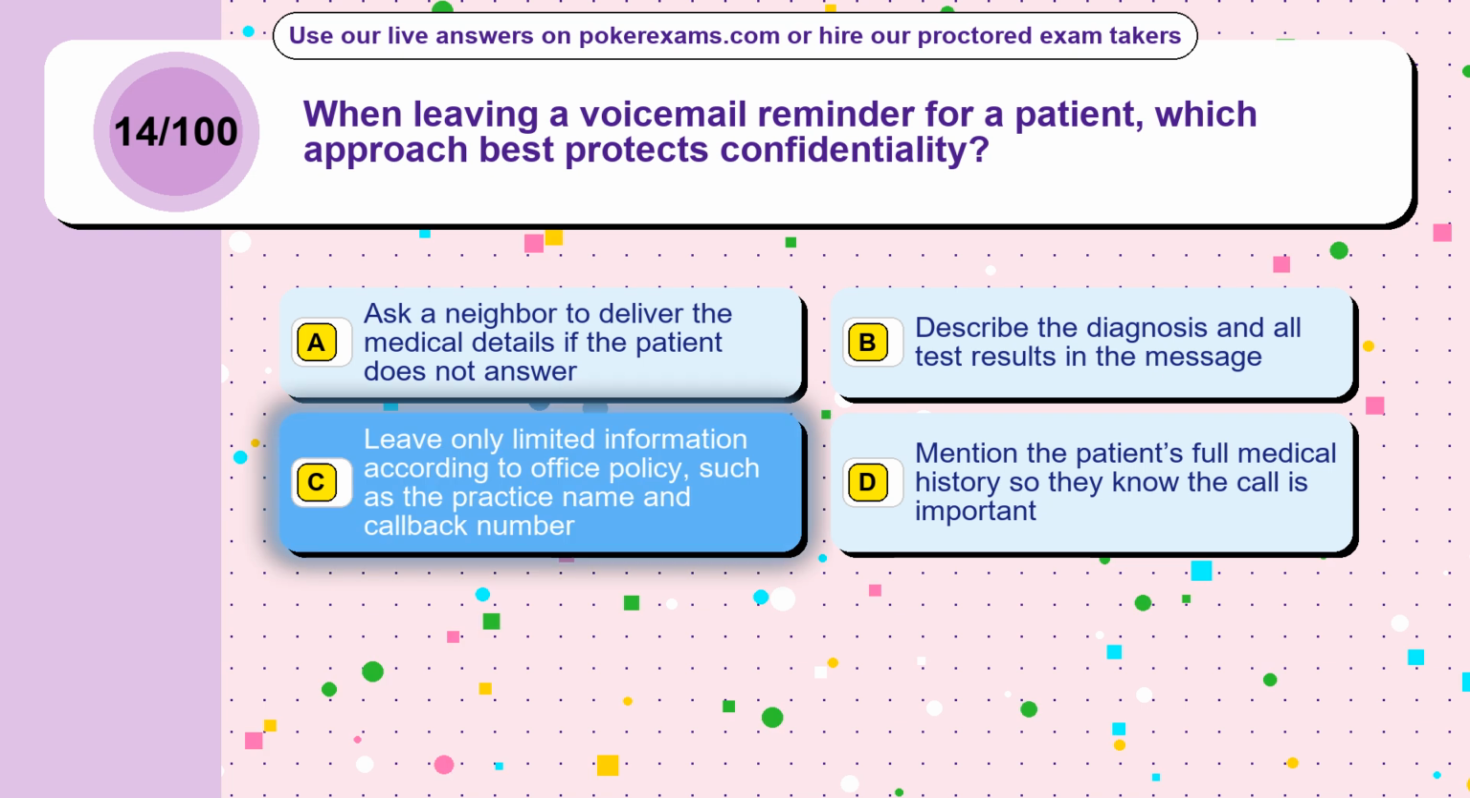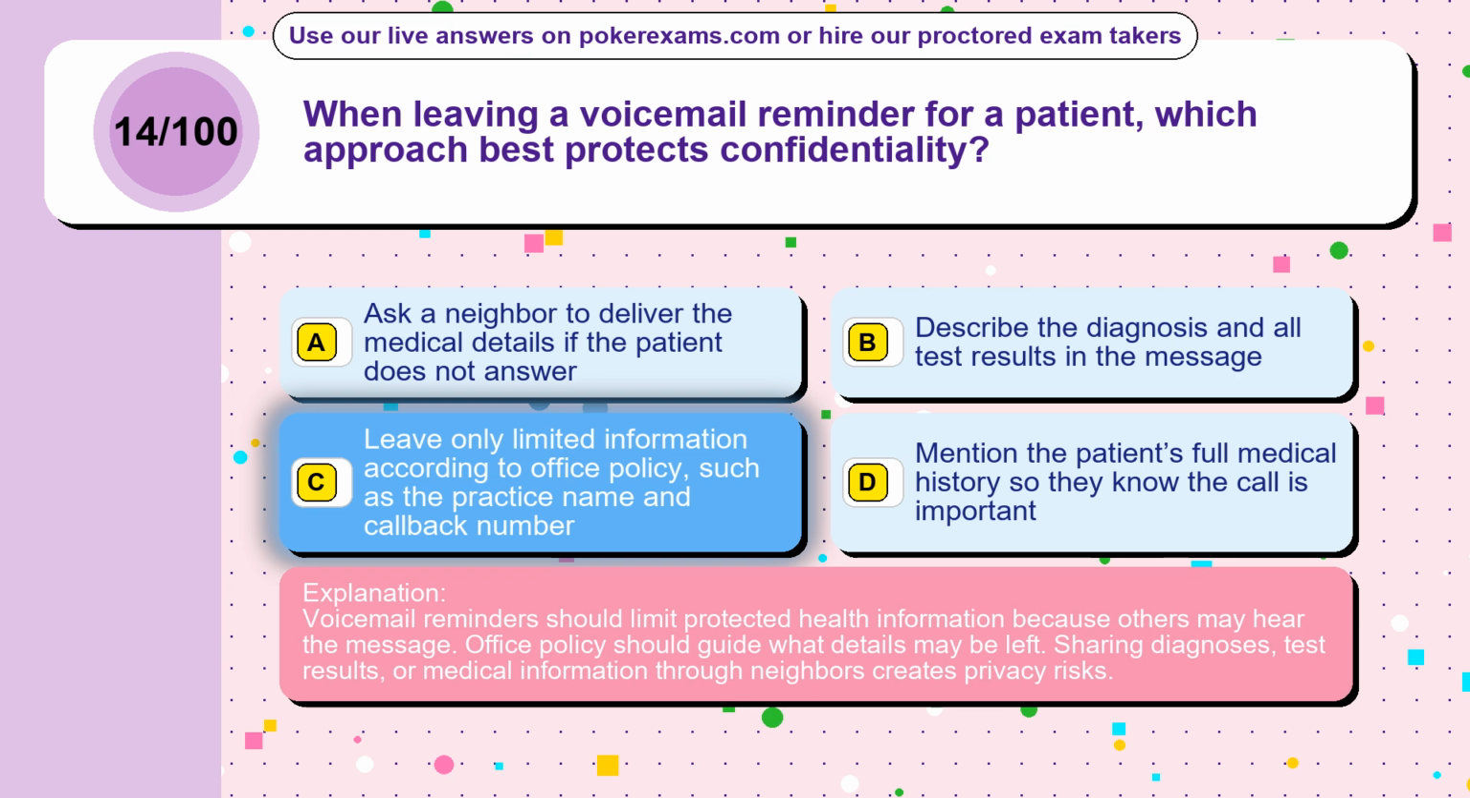The correct answer is option C, leave only limited information according to office policy, such as the practice name and callback number. Voicemail reminders should limit protected health information because others may hear the message. Office policy should guide what details may be left. Sharing diagnoses, test results, or medical information through neighbors creates privacy risks.